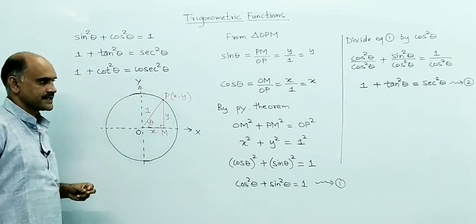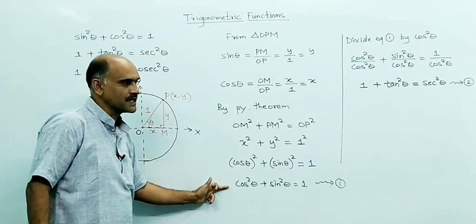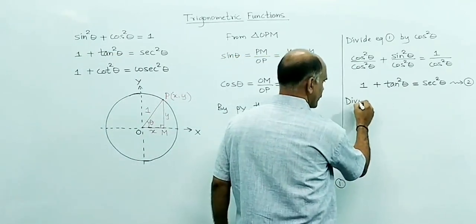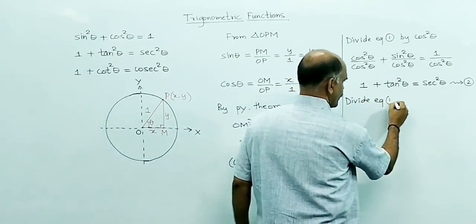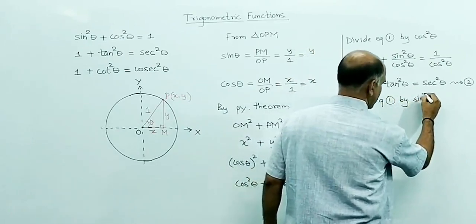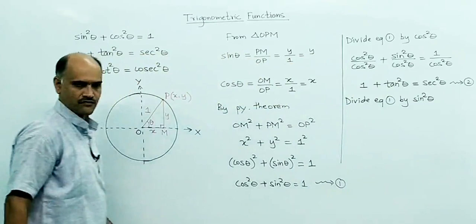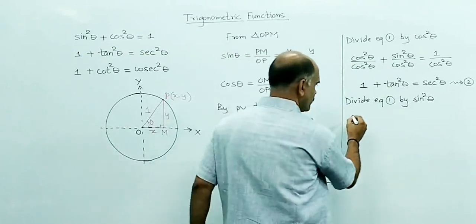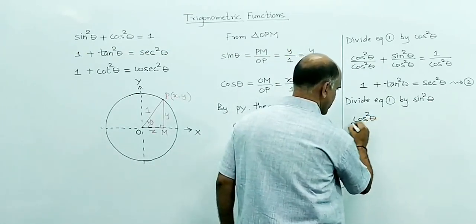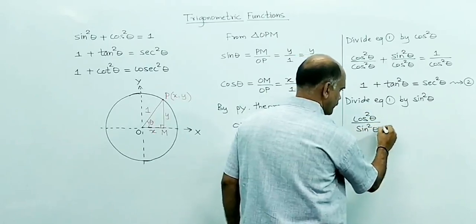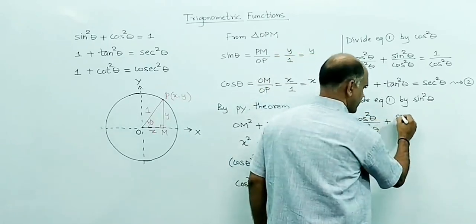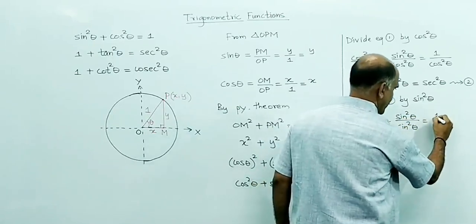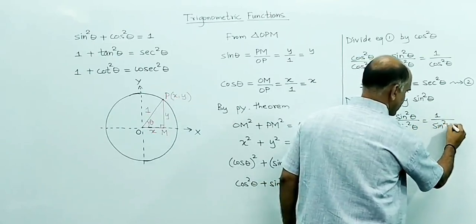Now, to get this third equation, you divide this by sin square theta instead of cos square. So if I divide equation 1 by sin square theta, you will have cos square theta divided by sin square theta plus sin square theta divided by sin square theta is equal to 1 divided by sin square theta.